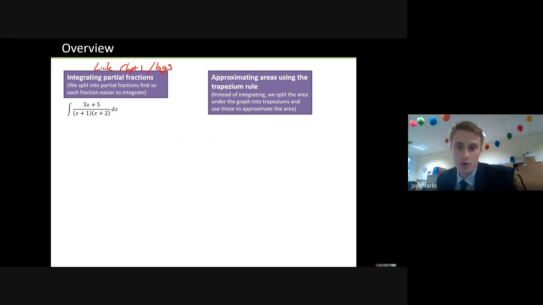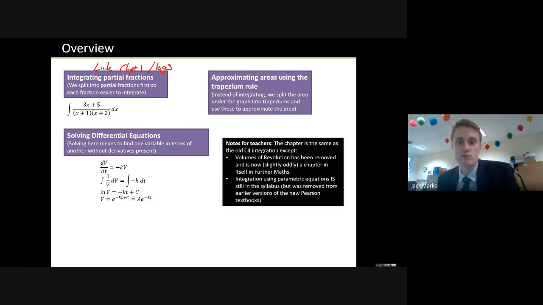Approximating areas using the trapezium rule. You might remember at GCSE, we talked about finding the area under a curve by making lots of trapezia. Interestingly, that's in year 13. It's a rule, it's put in your formula booklet, so it's quite a nice reprieve from some of the harder stuff in here. And this is effectively what we're doing when we integrate, really. We're using trapezia that get smaller and smaller, infinitesimally wide.